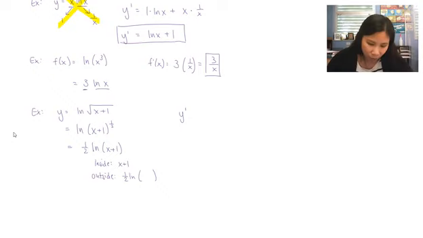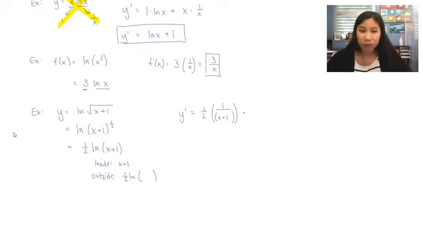Okay, so finding the derivative of this then, the derivative of the outside is going to be 1/2, and then instead of natural log, the derivative of that would be 1 over whatever was in the stuff, which for us was x plus 1, and then multiply that with the derivative of the inside, which is just 1, because the derivative of x plus 1 is just 1.